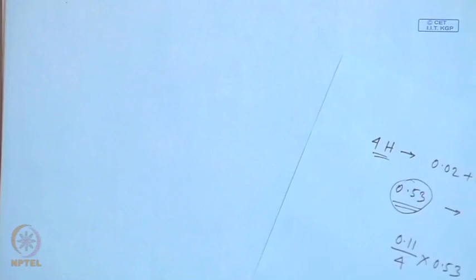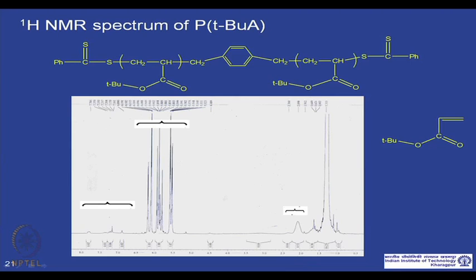The calculation may be a little different, but what you understand is that if you consider these are from these 4 aromatic protons, and these are from the 3 protons of tertiary butyl acrylate moieties, then obviously you can find out from the intensity ratios how many protons are there, and from that how many tertiary butyl acrylate groups, and from that you can get the molecular weight of the first block. Simple.